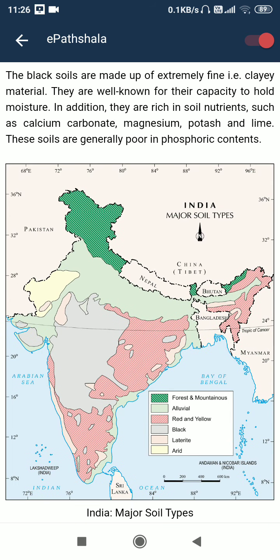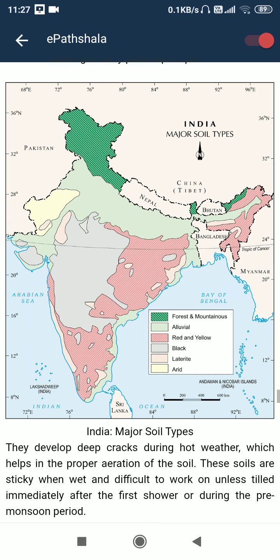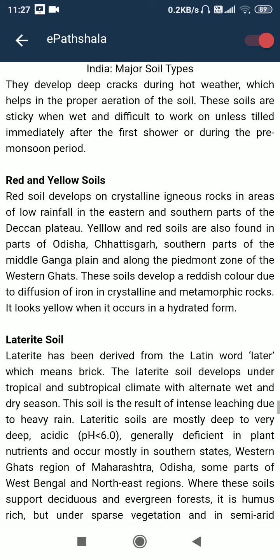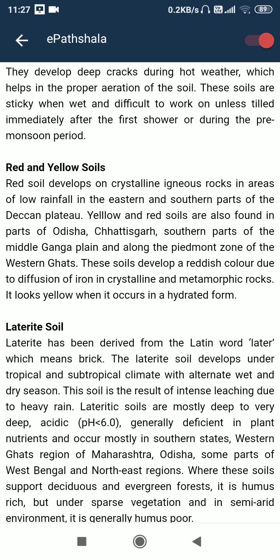Black soil is made up of extremely fine, that is clayey, material. They are well known for their capacity to hold moisture. In addition, they are rich in soil nutrients such as calcium carbonate, magnesium, potash, and lime. These soils are generally poor in phosphoric content. They develop deep cracks during hot weather, which helps in proper aeration of the soil. These soils are sticky when wet and difficult to work on unless tilled immediately after the first shower or during the pre-monsoon period.